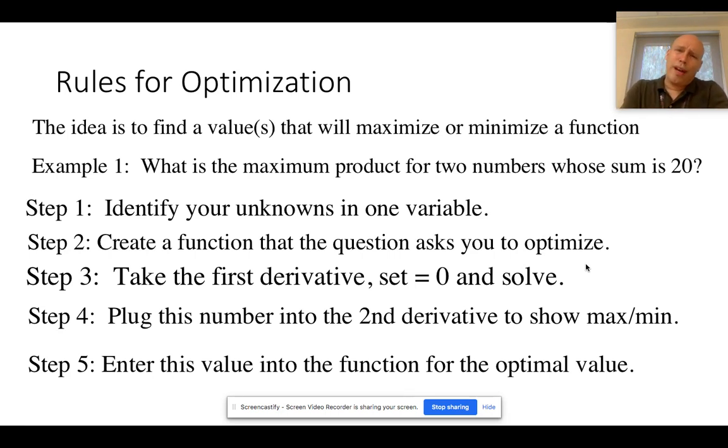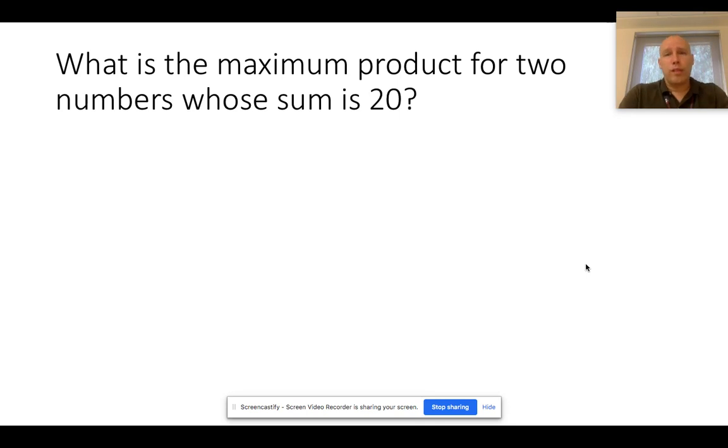Once again, you're just creating a function and looking for the max or the min. We know to take the first derivative, set it equal to 0. That's how we're going to find it. What is the maximum product for two numbers whose sum is 20?